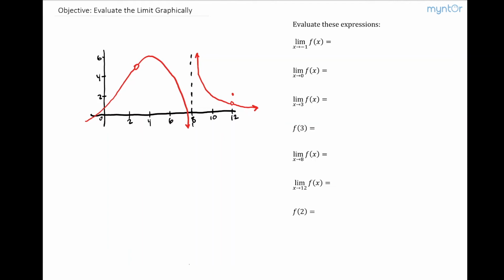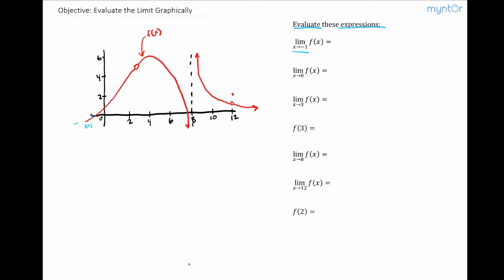Okay, so here we are given a function f of x, and we are going to be asked to evaluate these expressions on the right-hand side. So first and foremost, let's look at the limit as x approaches negative 1 of f of x. As x approaches negative 1, which is about right here, what value does it look like f of x is approaching?